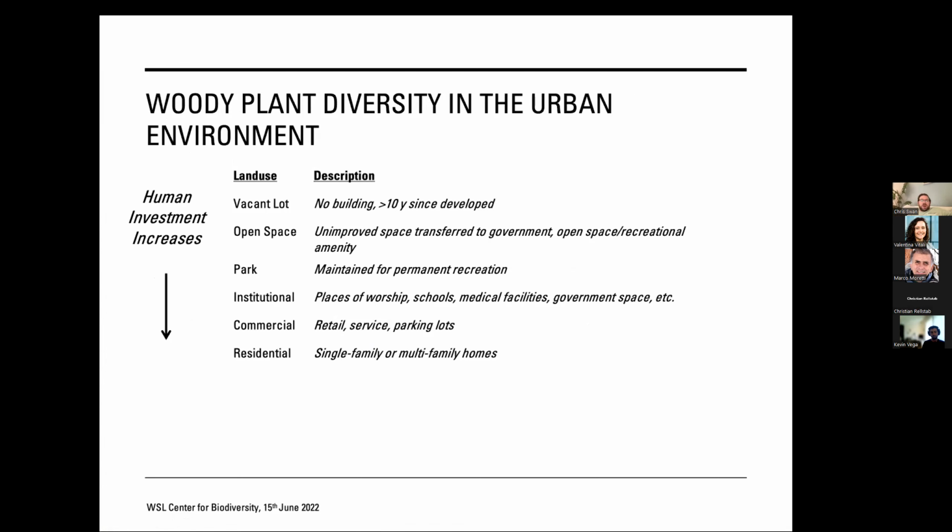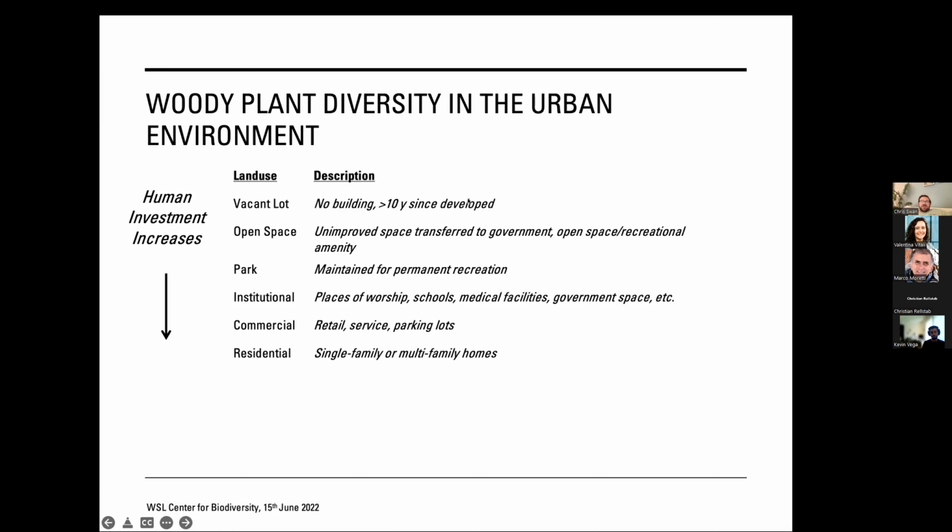And so in our data set, we had different land uses arranged. We hypothesized a gradient in human investment. These land uses were identified based on a known and accepted land use classification. They went from vacant lot to open space, park, institutional, commercial, and residential.